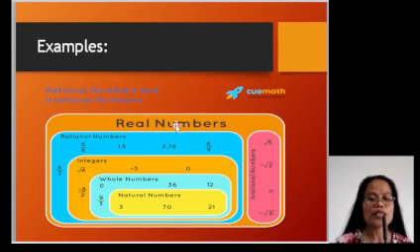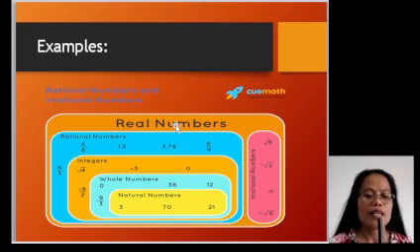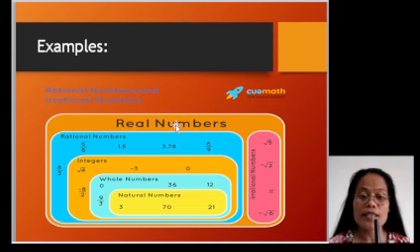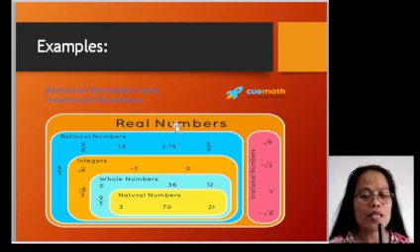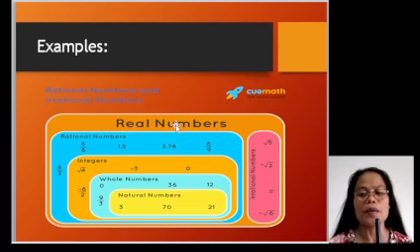And the irrational numbers are those numbers that cannot be expressed as fractions, like square root of 5, negative square root of 2, and pi. Do you know what is the value of pi? That is 3.1416. Also the negative square root of 6. In short, those numbers that cannot be expressed as a fraction, like the non-repeating, non-terminating decimals.